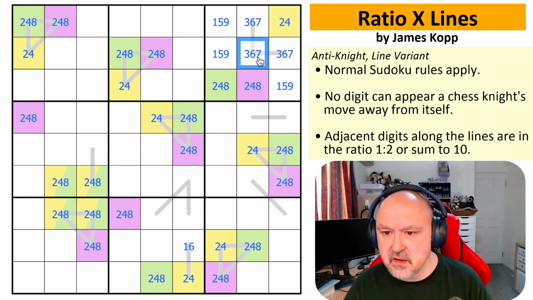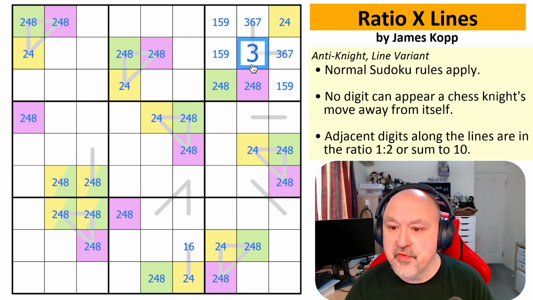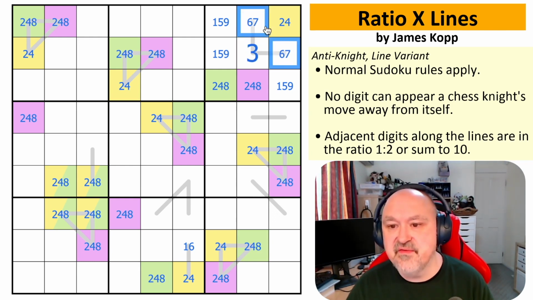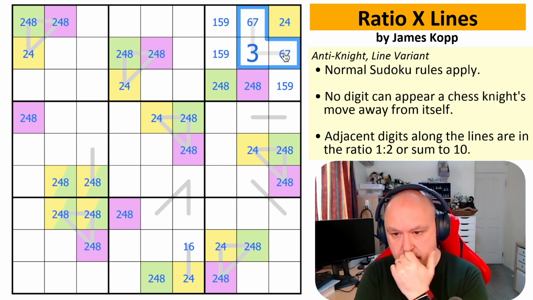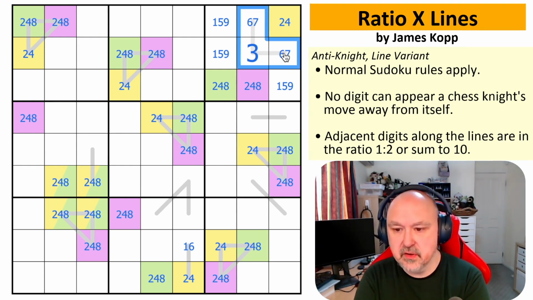6 is only in a relationship with... and I need something that's in a relationship with both. So that puts 3 in the middle. That's very cool. That does work. That's nice.